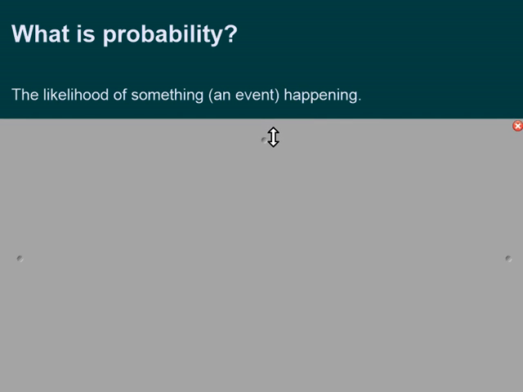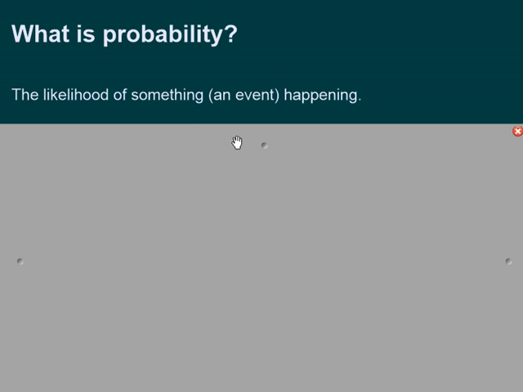Probability is simply the likelihood of something, which we call an event. This is a probability vocabulary word, event, and it's really important that you know it, okay? The likelihood of something, an event, happening. That's all probability is. It's trying to predict what's going to happen.